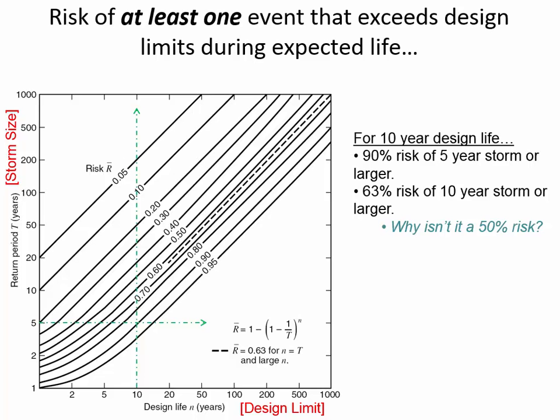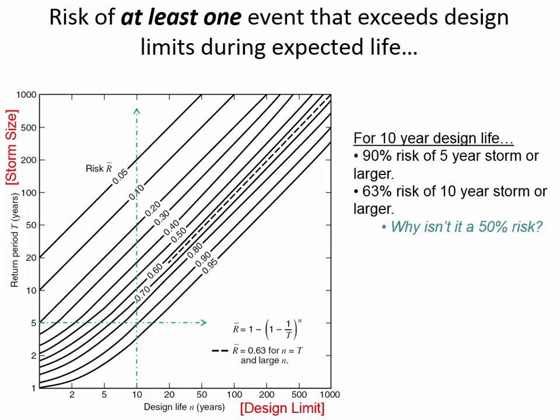So a 10-year design life. If you expect something is going to last for 10 years, like maybe a car would last for 10 years. If you have a 10-year design life and a 5-year storm, if you go over here and find the intersection of the two, it's pretty close to 0.9. And so what that means is that if you expect it to be around 10 years, then there's about a 90% probability that during those 10 years you'll have a 5-year storm occurring.